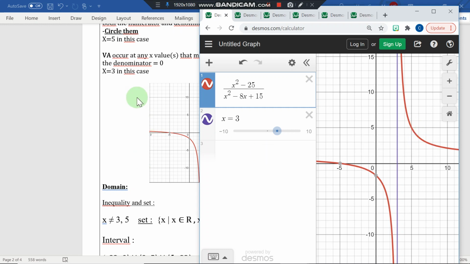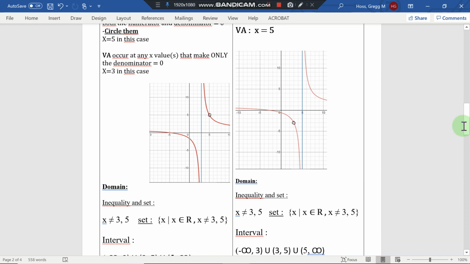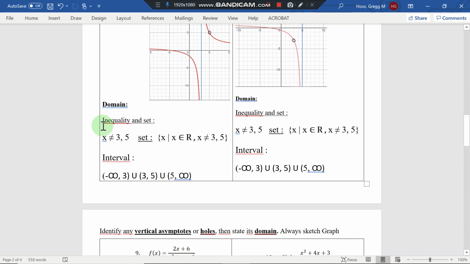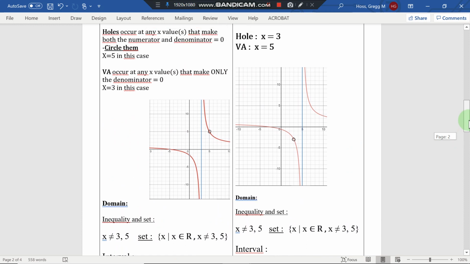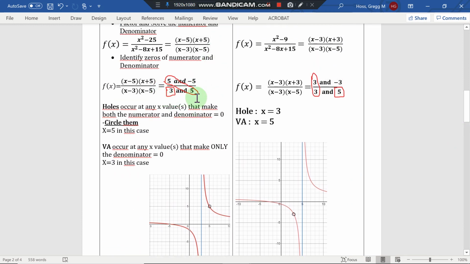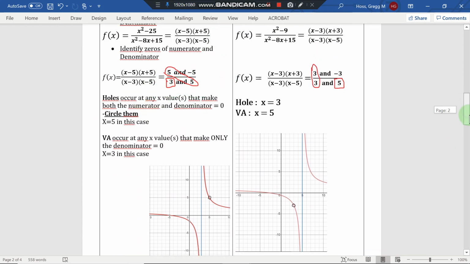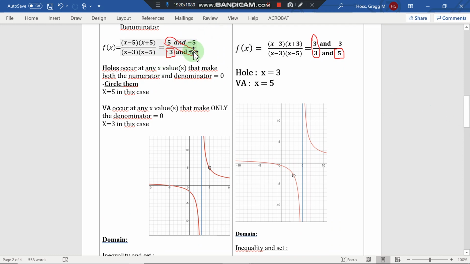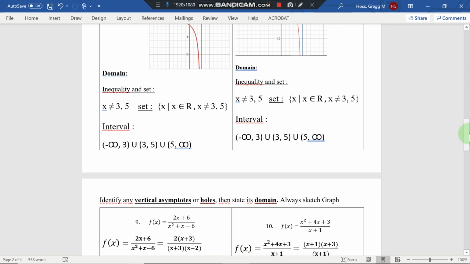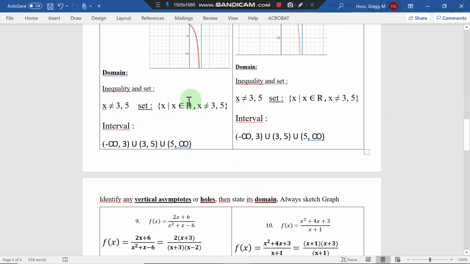Now, again, to write the domain in this situation for inequality, all we say is x does not equal 3 or 5. Those are our discontinuities. So basically, any zeros in the denominator will be excluded from the domain. So x does not equal 3 or 5, which are in the denominator. For set builder, we just add the extra stuff. And for interval, we have negative infinity to 3, union with 3 to 5, union with 5 to infinity.